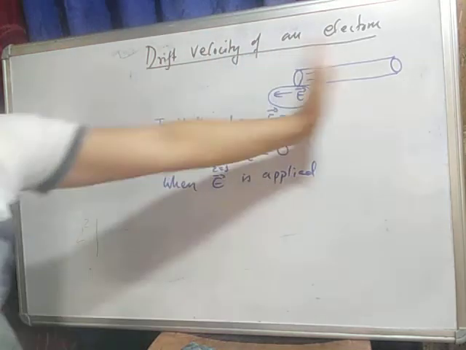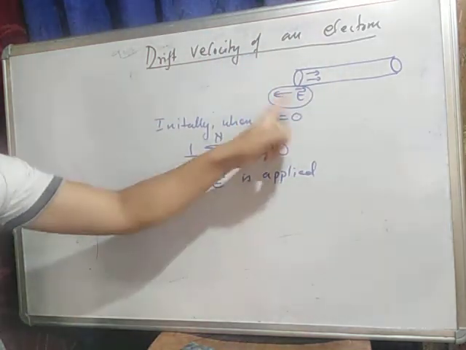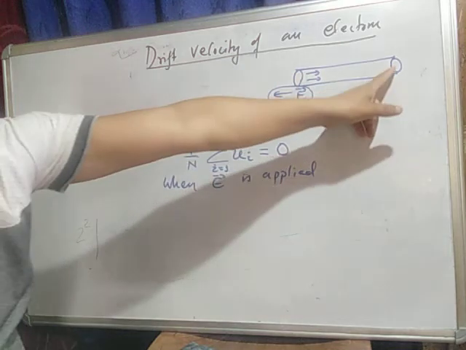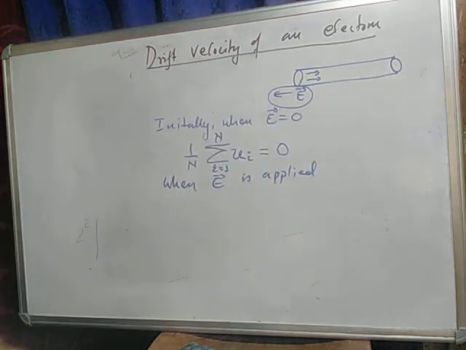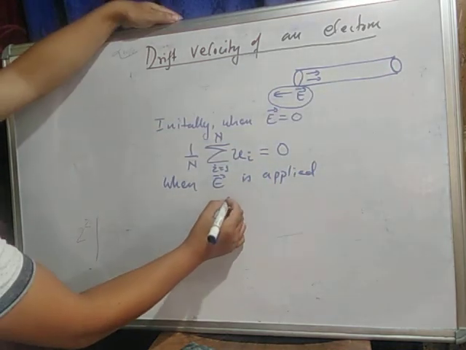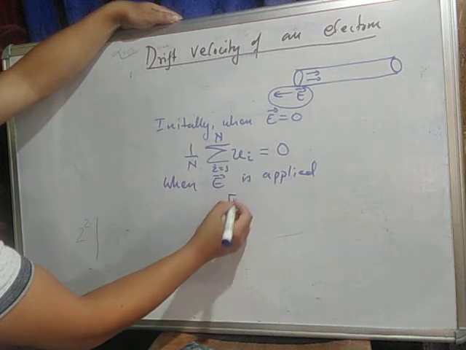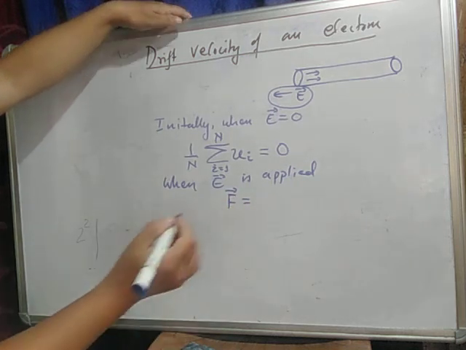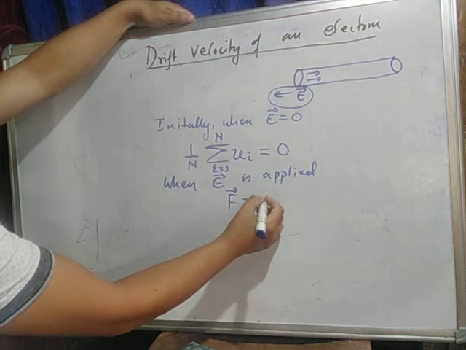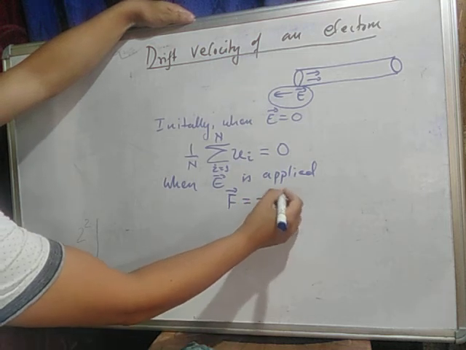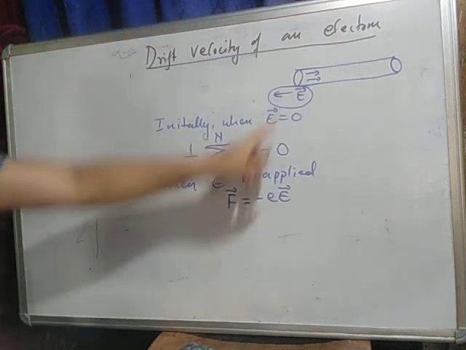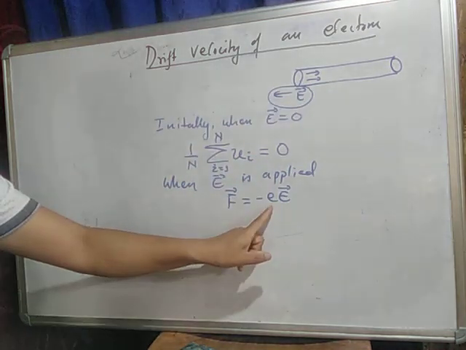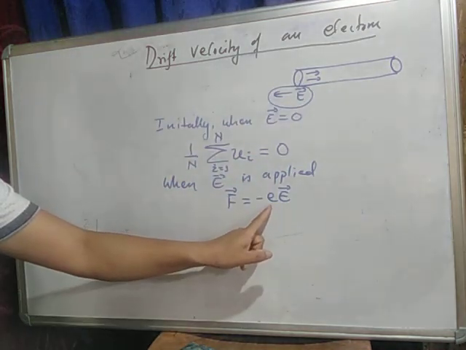They used to experience a force, isn't it? Opposite force, so that's why they move towards the other end. So they experience a force, who? The electrons. So force equals to how much? Charge into electric field. You know this one, isn't it? How much is your charge? Electron is our charge, so minus e.